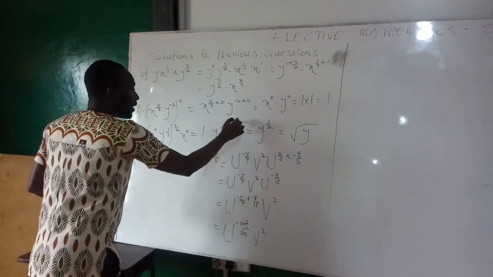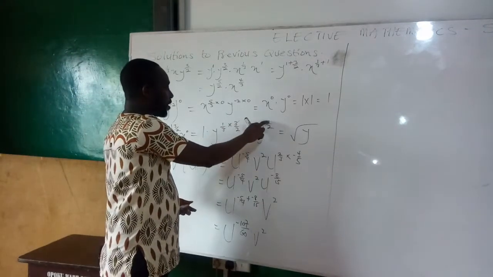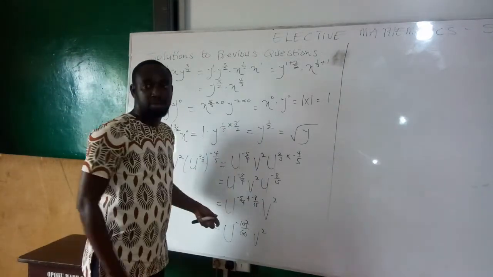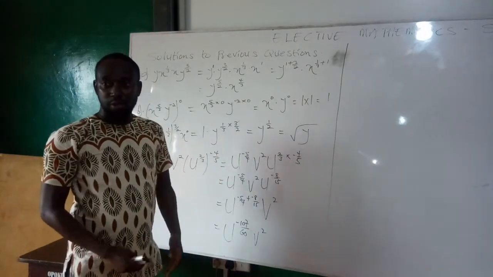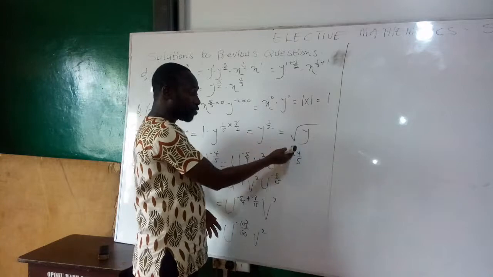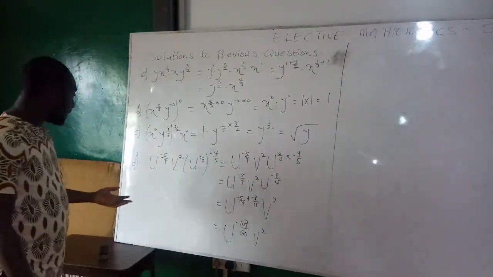So this 3 and that 3 cancels out. Then we are left with 1 times 1. We have 1 here. Then 1 times 2. We also have 2 here. So we have y exponent 1 over 2, which is the same as the square root of y. That is, a fractional index is always a root. Then we look at the last part.